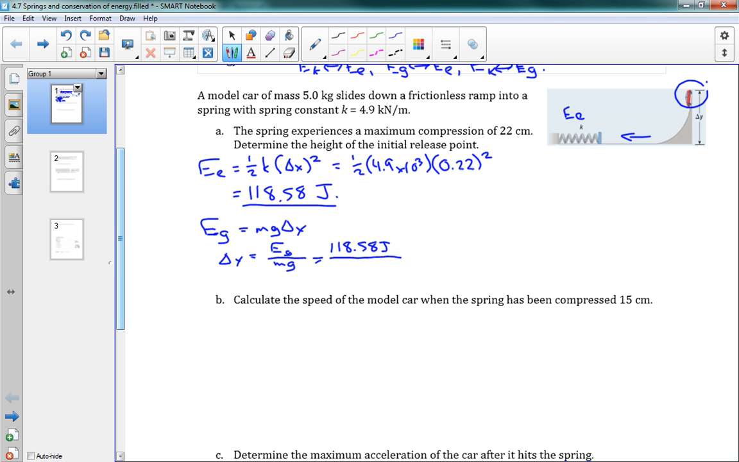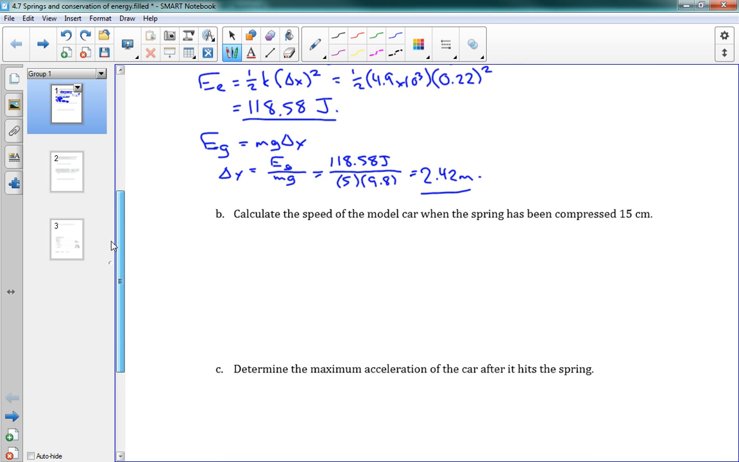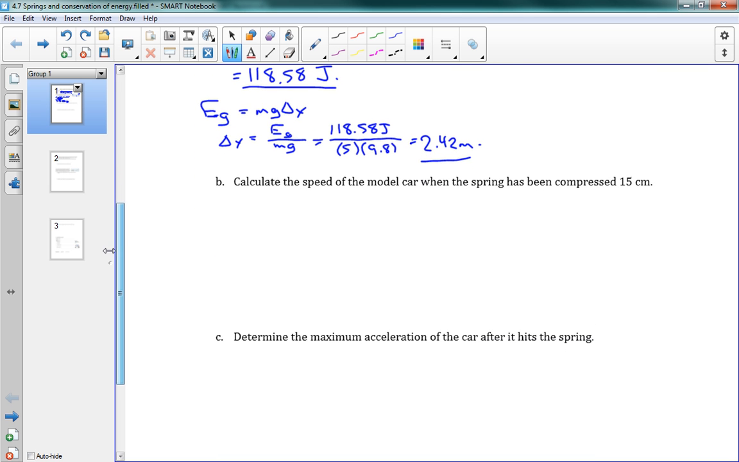Okay, and I can divide by its mass here, which is 5 kilograms times 9.8, and this should give us 2.42 meters. And there we go. That's our initial height. Part B, we want to calculate the speed of the model car when the spring has been compressed 15 centimeters. So at this point here, we have some elastic potential and we have some kinetic energy.